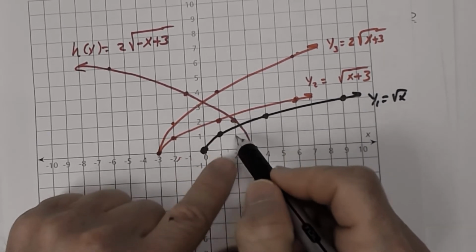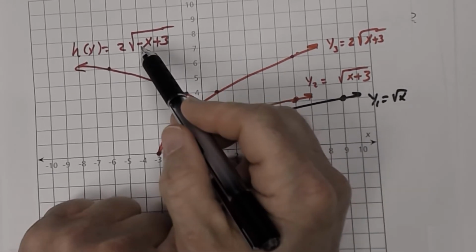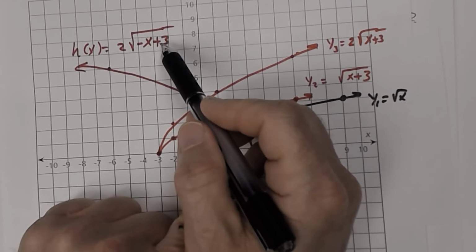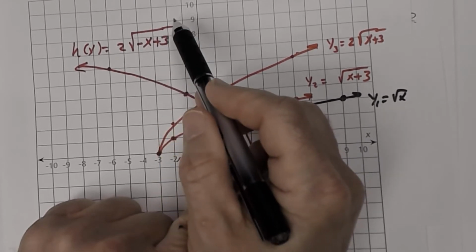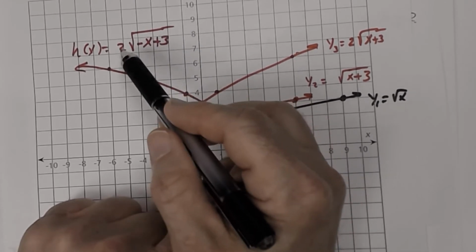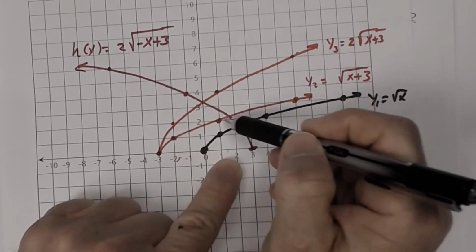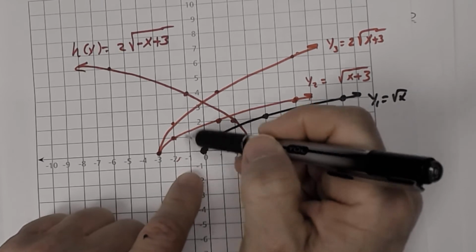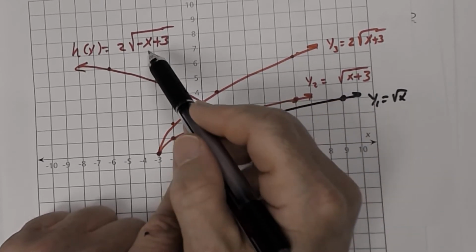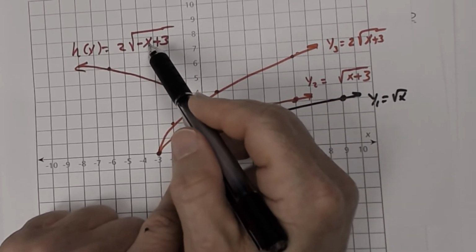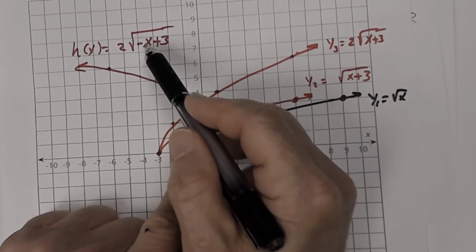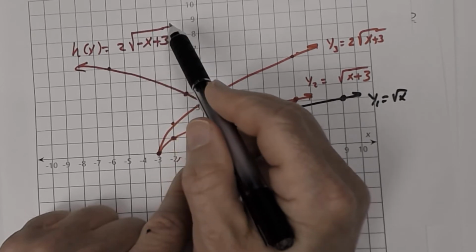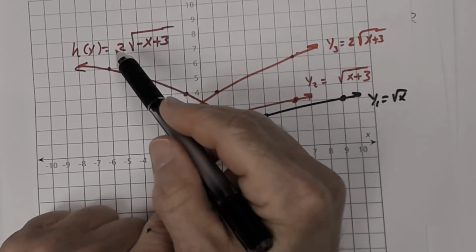Let's do the next one, (2, 2). So if x is 2, what's the opposite of 2? Negative 2. What's negative 2 plus 3? Positive 1. What's the square root of 1? 1. What's 1 times 2? 2. So my y value is 2. Let's do this one, (-1, 4). So if I plug in negative 1, I better get 4 back, right? What's the opposite of a negative 1? Positive 1. What's 1 plus 3? 4. What's the square root of 4? 2. What's 2 times 2? 4.